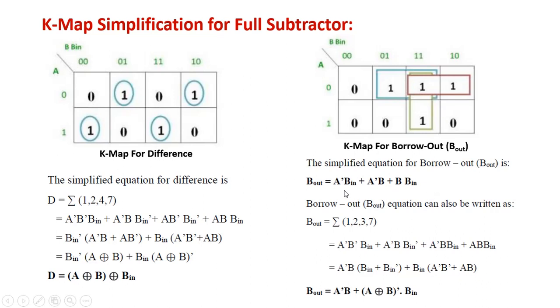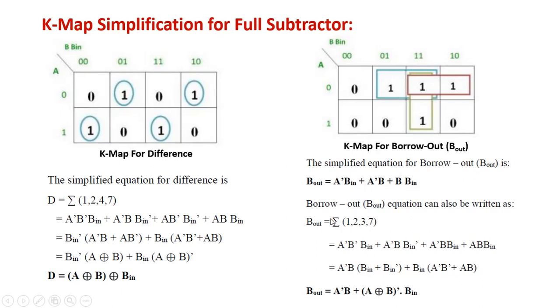Similarly for borrow out, you can choose the input combinations for which this borrow out is 1, and then you can do the pairing. So this one can be paired with this, and this one can be paired with this. Finally you get the simplified equation. For this it will be a bar b in, a bar b in. For this one a bar b, a bar b, and for this one b dot b in. So b dot b in.